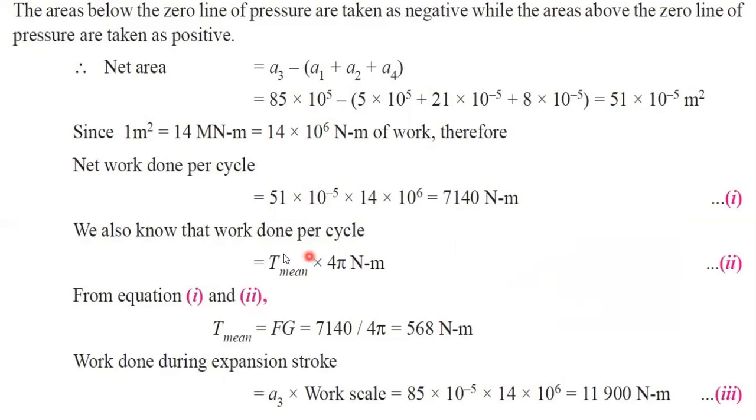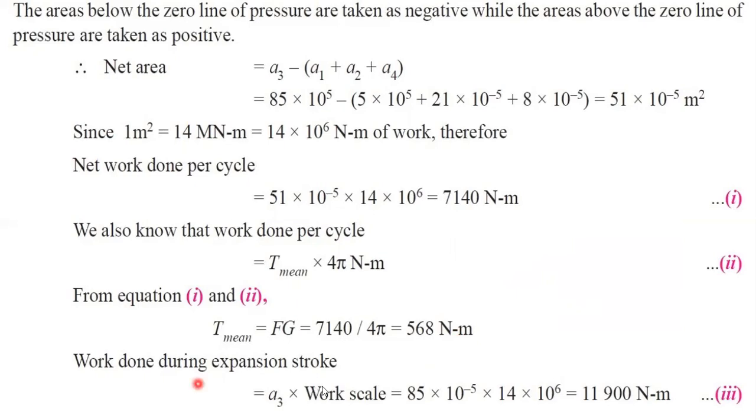So we know that net work done per cycle is T mean into 4 pi. So this is another formula. So there are 2 equations. If you equate these 2 equations and keep T mean alone on the left hand side, you'll be getting T mean, that is Fg. T mean is nothing but Fg value as 568 Newton meter.